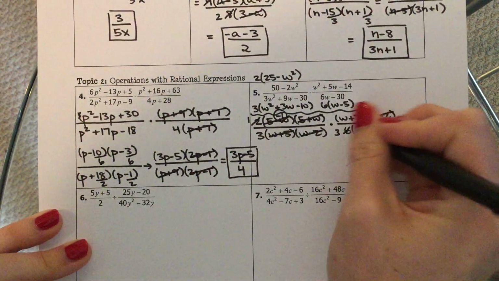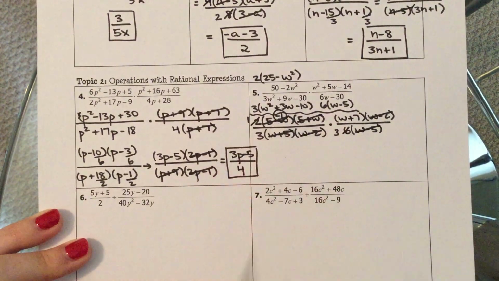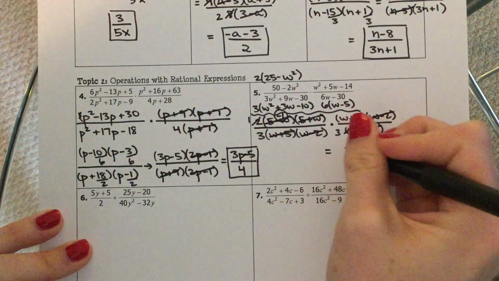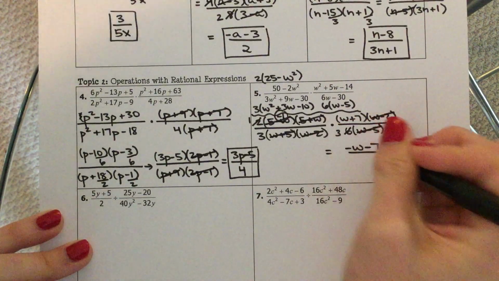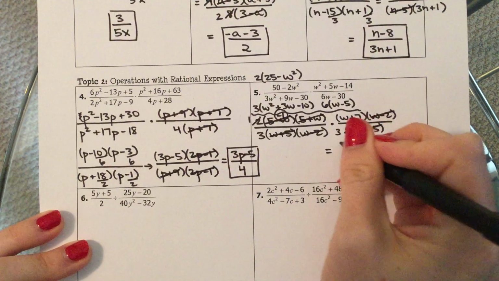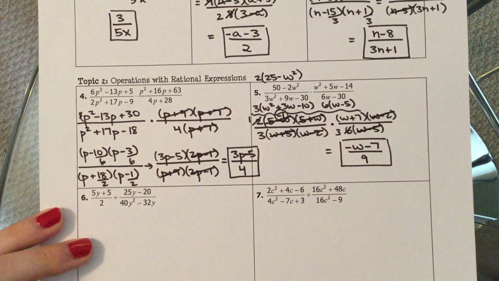Okay, so I'm sneaking that in there. So don't forget that negative 1. So we have negative 1 times a w minus 7, which is negative w minus 7. And in the denominator, we have a 3 and 3, which multiplies to 9.